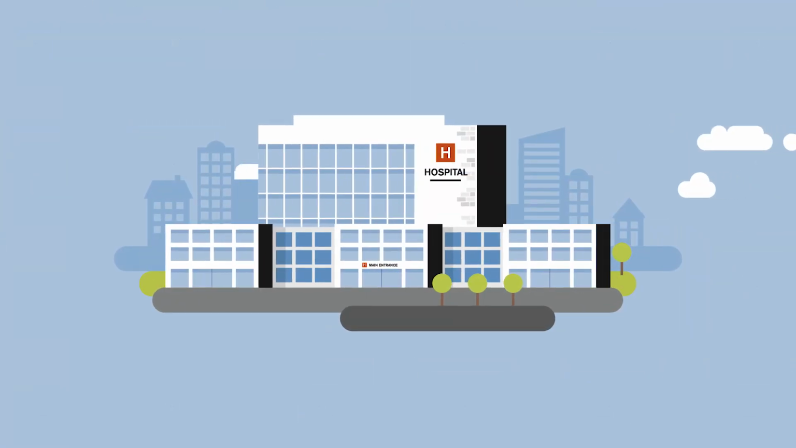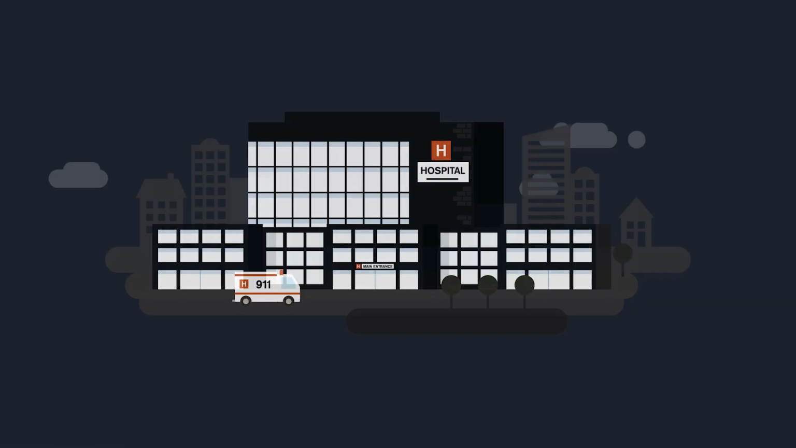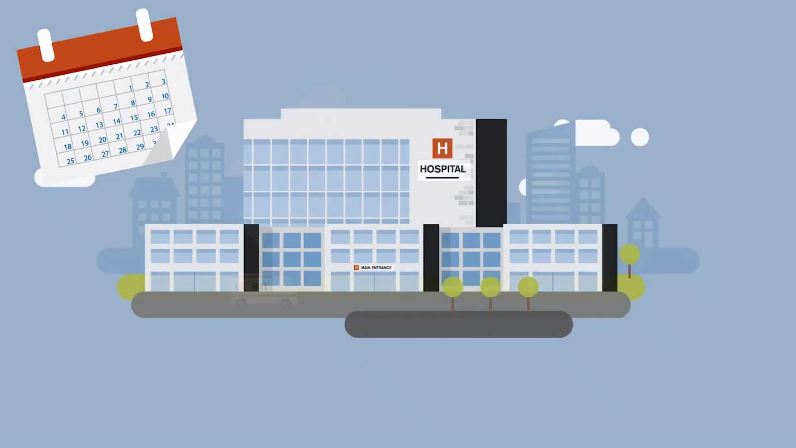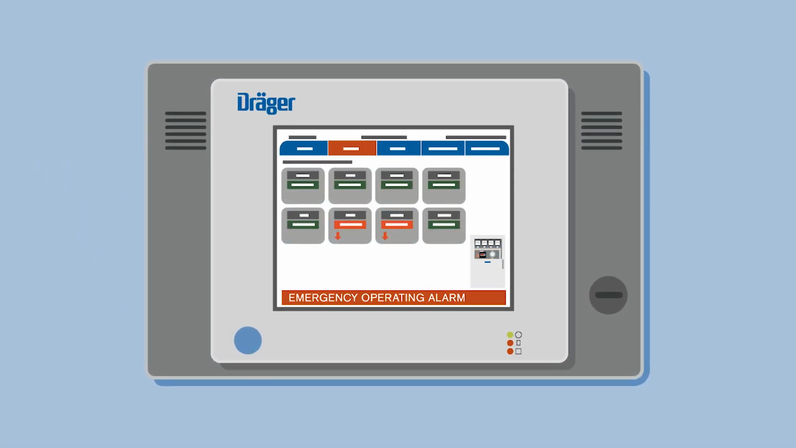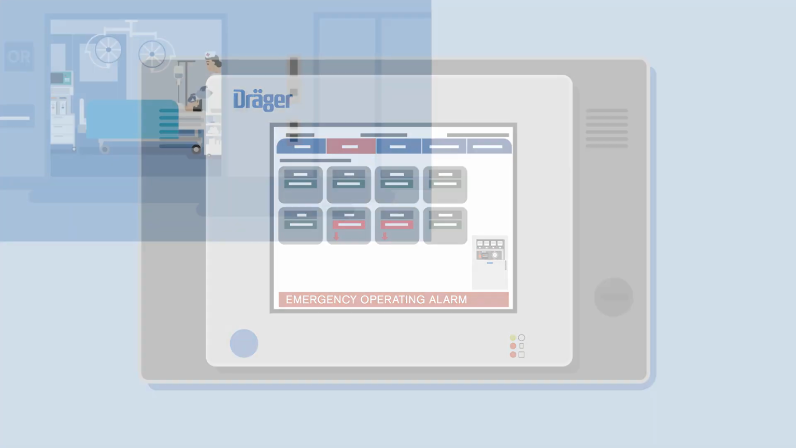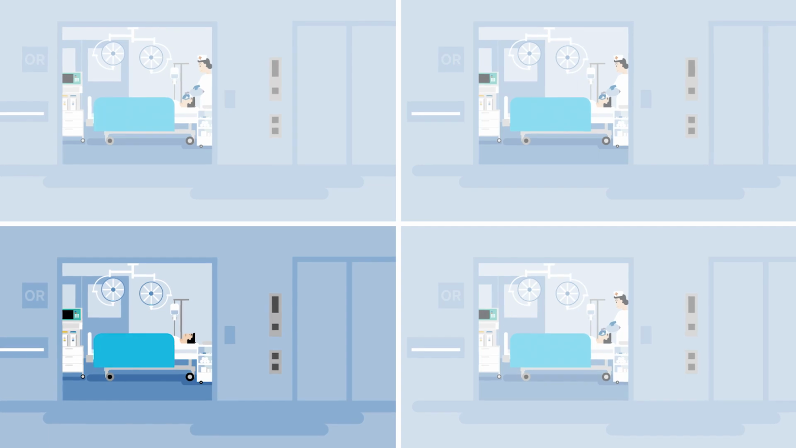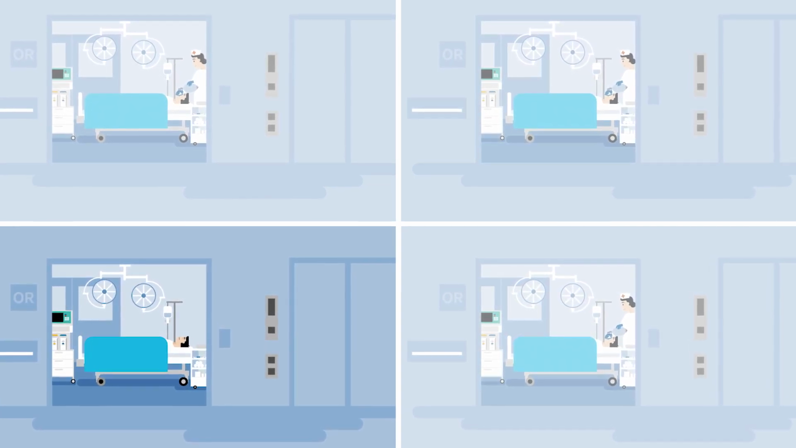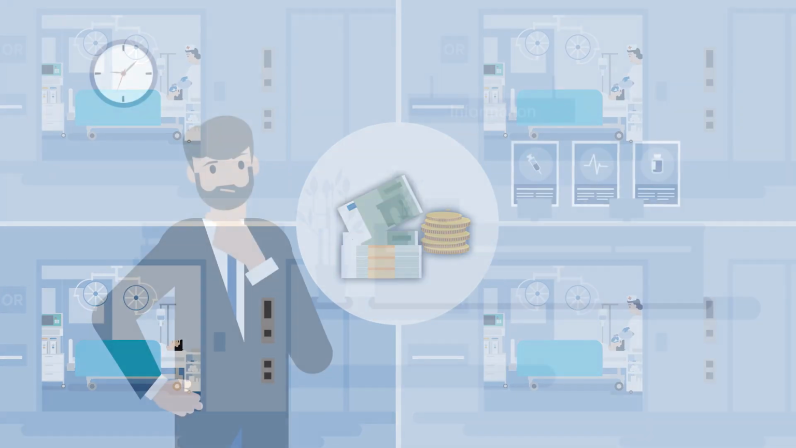This means that the system has to run without interruption, 24 hours a day, 7 days a week, 365 days a year. Because one thing is clear: a malfunction within the central gas management system would have serious consequences. In an emergency, patients' lives are being put at risk. Furthermore, limited usability of operating rooms or intensive care units has considerable financial ramifications.